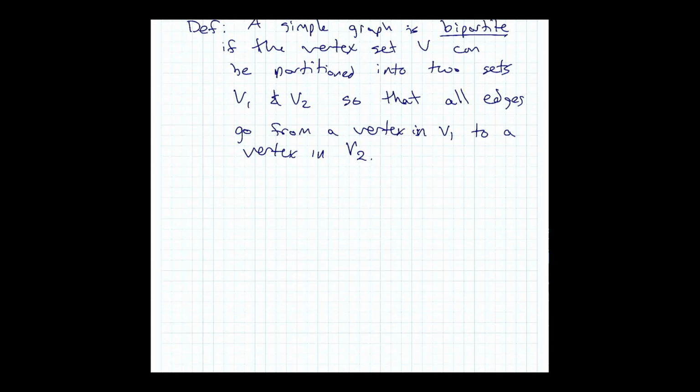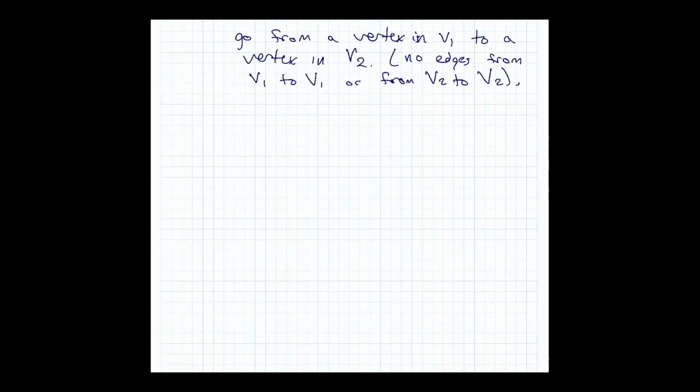Okay. So what that means basically is no edges from V1 to V1, that kind of thing. So that's the definition of a bipartite graph. What do they look like? Bipartite graphs are usually drawn like this.